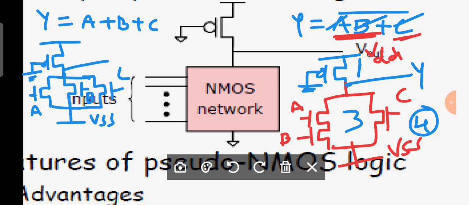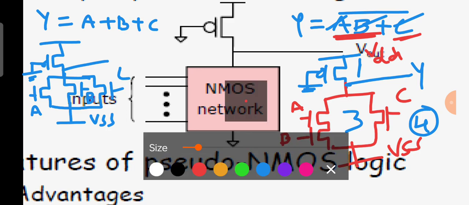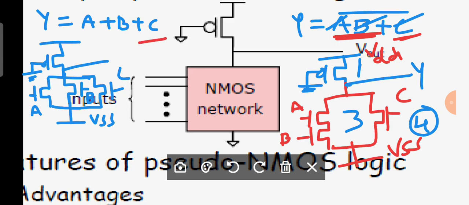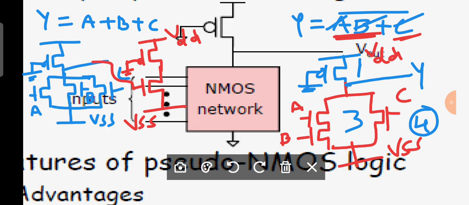But don't forget it is not your output. You have to design an inverter here with a pseudo NMOS. Now this should be connected to ground and it should be your input. This is VSS and this is VDD. I hope you are clear. Now this is connected like this. The output of the first network is connected as input to the second network. Then if you take an output, then it becomes Y. I hope you are clear.